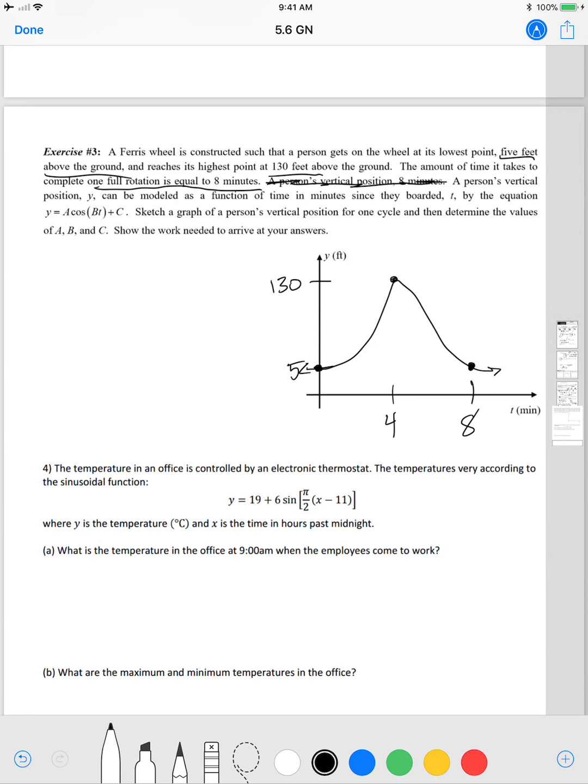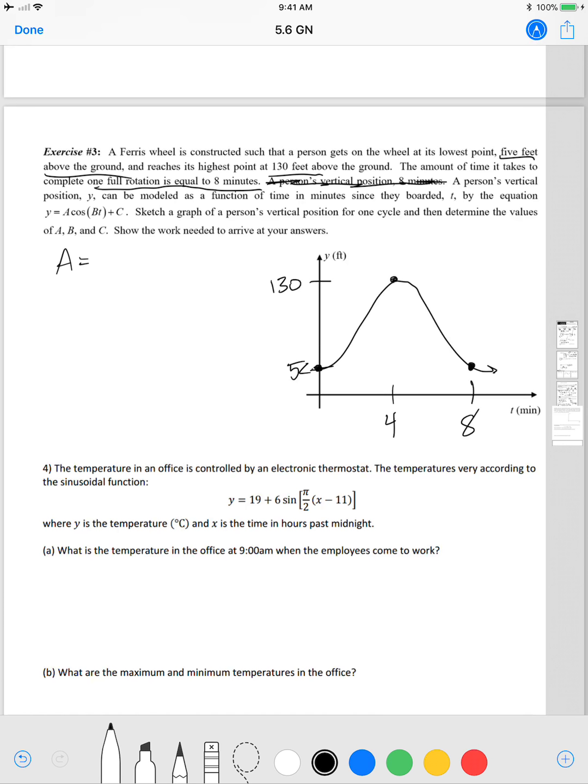It's a poor graph, I do apologize. So I need to find my amplitude. It's a little better. I need to find my A, B, and C. So let's start with amplitude.